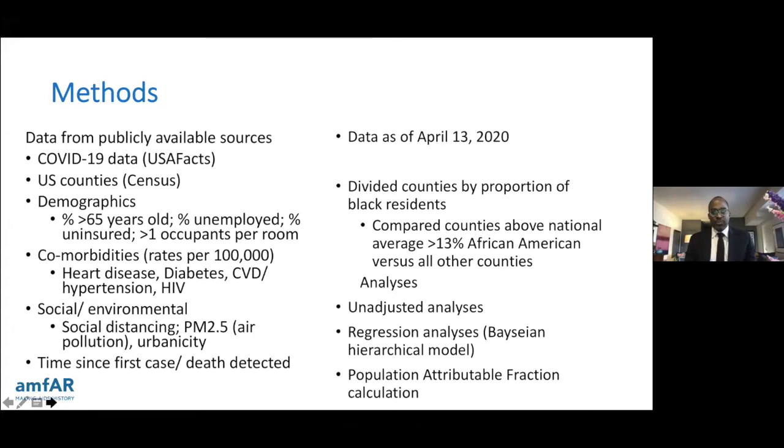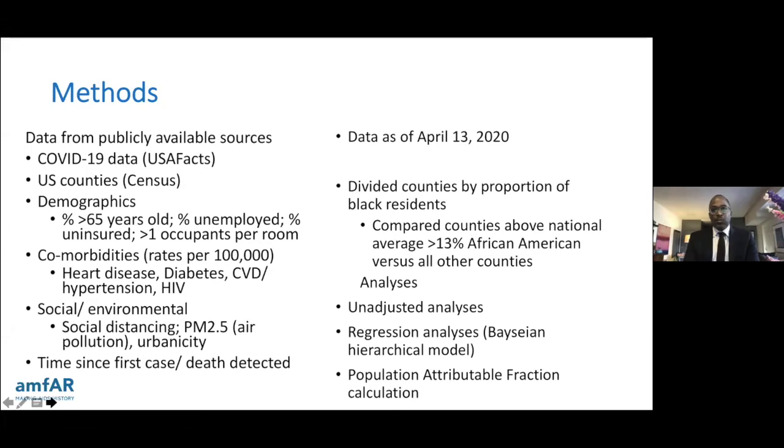as well as data looking at social and environmental factors, such as social distancing. There's a new scoring system that was available from Unicast that actually grades counties across the US in terms of how they're doing in terms of social distancing, air pollution, urbanicity, as well as time since first case or death was detected.